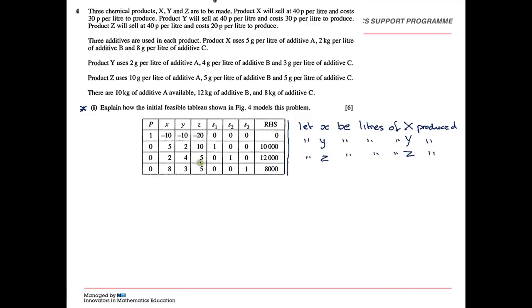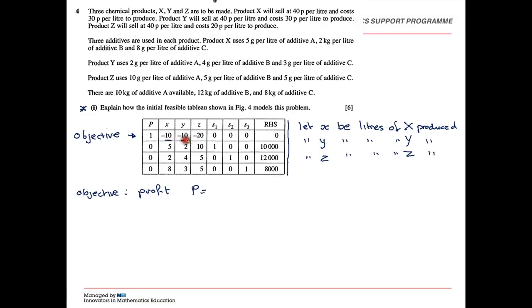Then we've got a top row here which represents our objective function, and that in this particular case is going to be the profit that we make. So our objective is profit, and we have to explain how we got this objective.